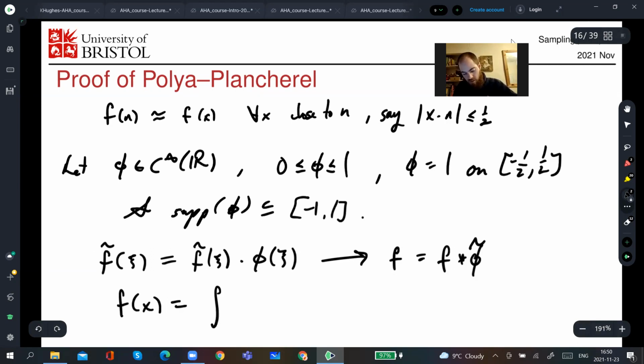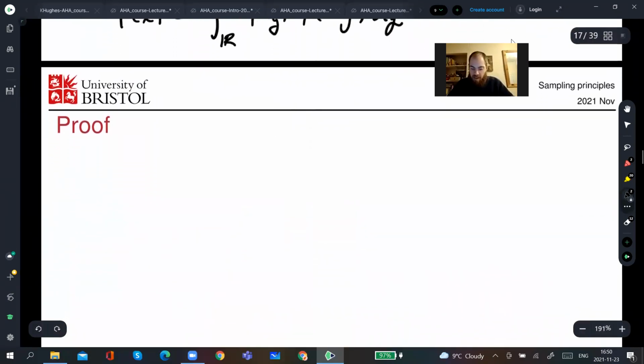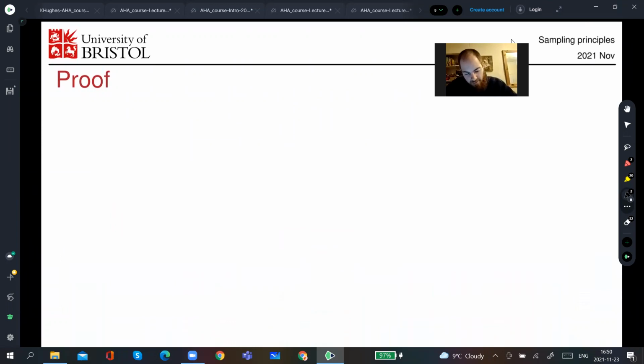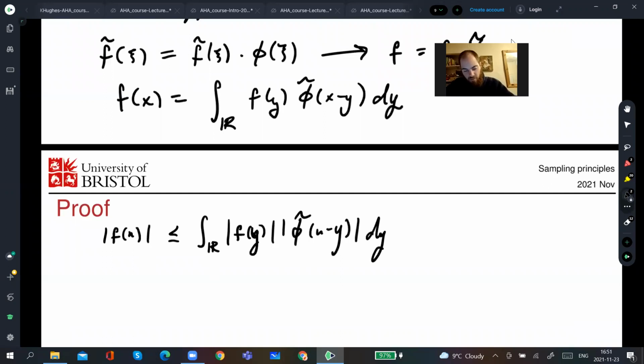So this is actually equal to the integral over R of f of y times the Fourier transform of phi at x minus y dy, right? Okay, great. Now applying the triangle inequality, I can show you, well, we have that at a point n, it is less than or equal to the integral over R of f of y times phi tilde of n minus y dy. Sorry, why is that? I just wrote out what the convolution was, and now I've applied the triangle inequality to take this absolute value on the outside, throw it in on the inside, possibly losing a lot of cancellation.